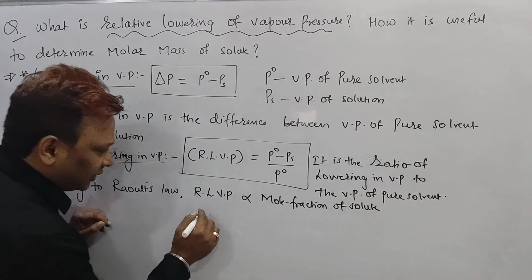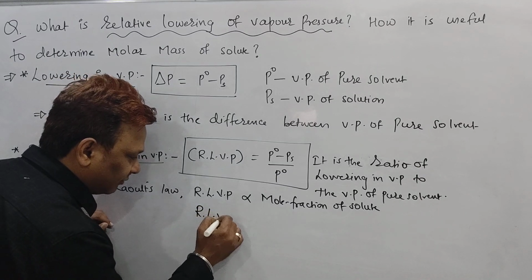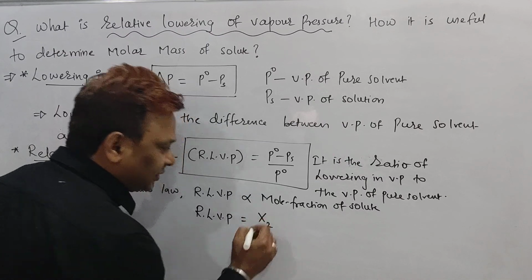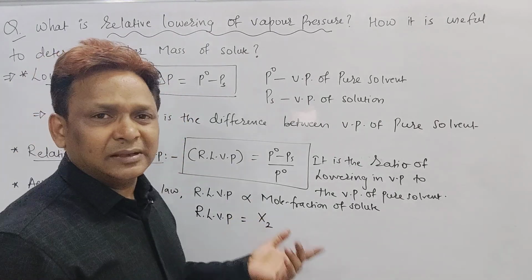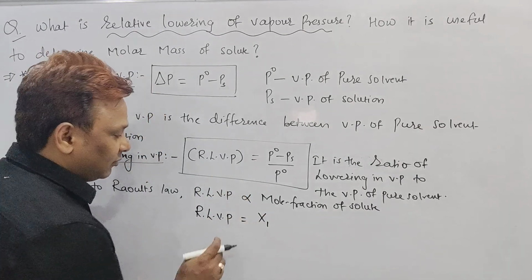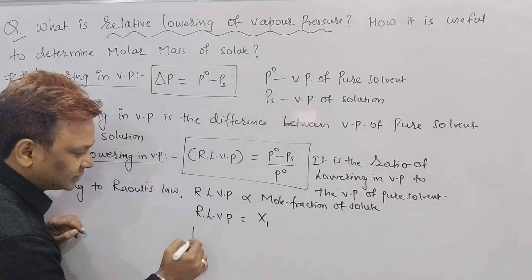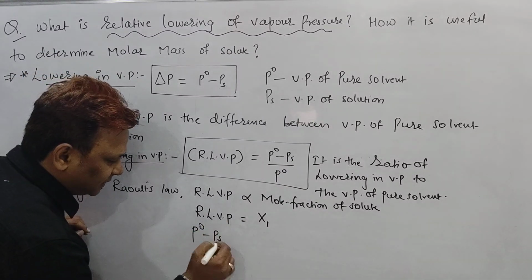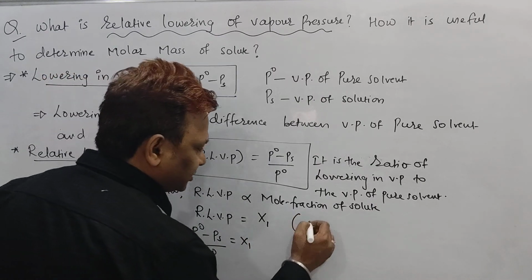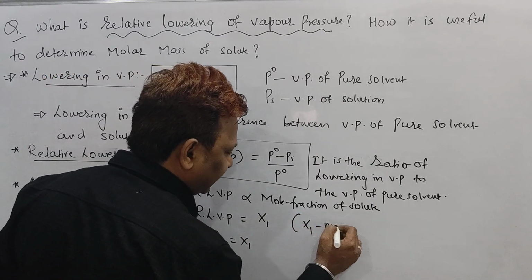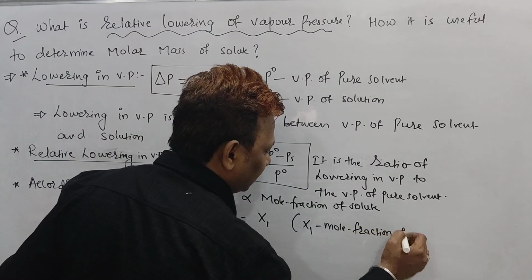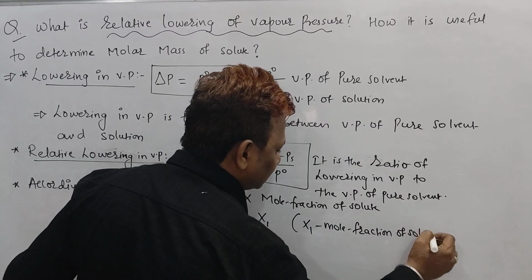So now relative lowering in vapor pressure, RLVP, is equal to the mole fraction of solute. We can mention X1 or X2; let us say X1 is the solute. What is the RLVP formula? P naught minus Ps by P naught equals X1, where X1 is the mole fraction of solute.